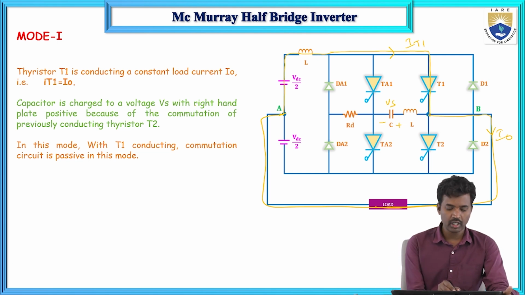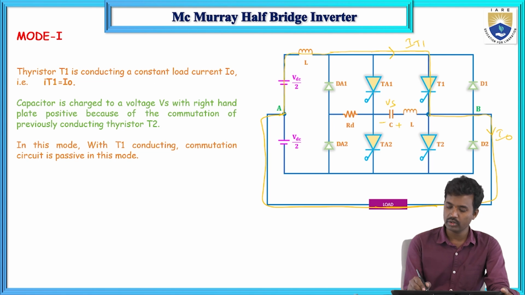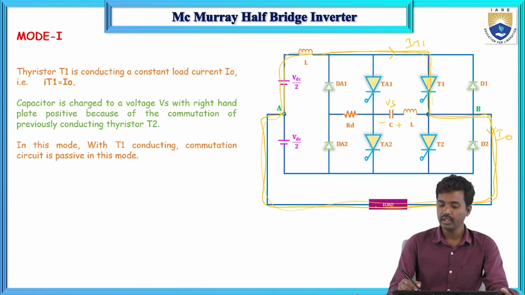This capacitor is charged with the right-hand plate positive, and that voltage is Vs. Here IT1 equals I0, the same current flows through this one. So current flows in this way, and here this is positive and this is negative.